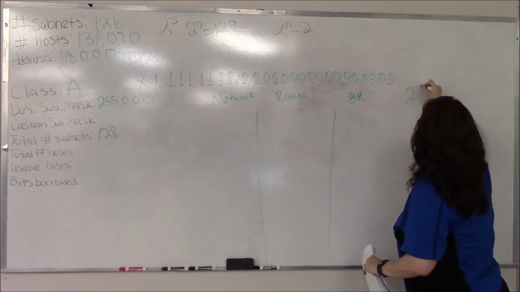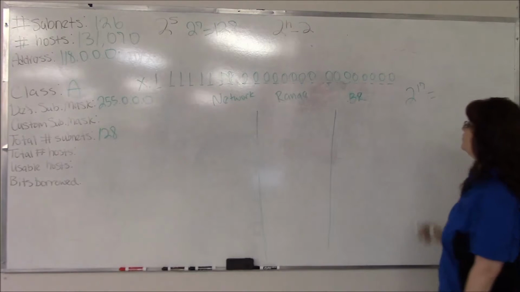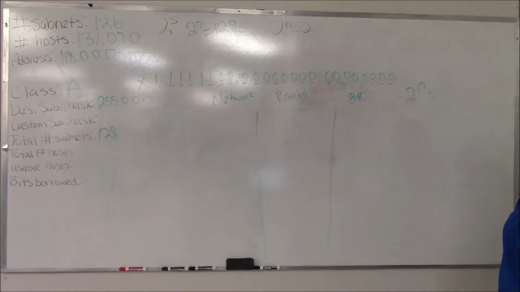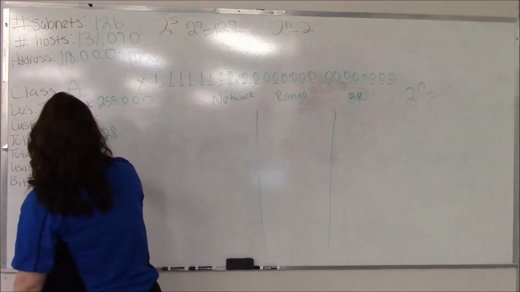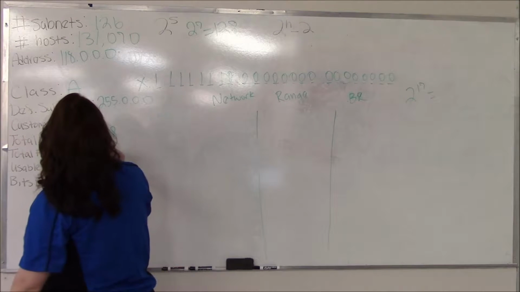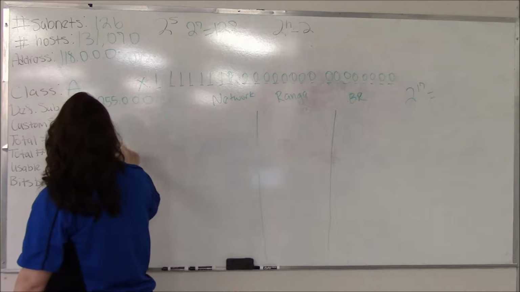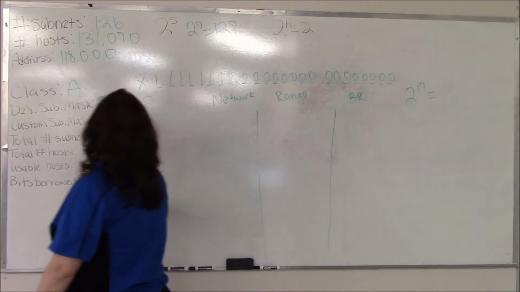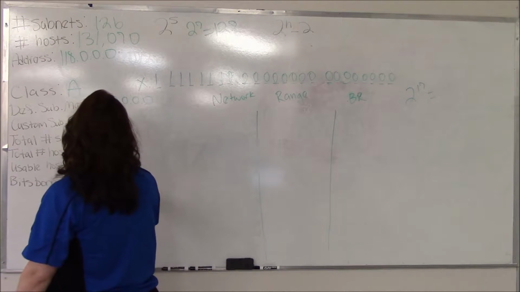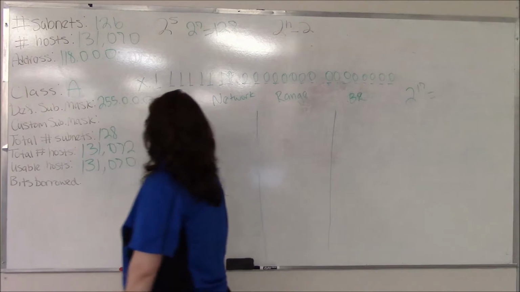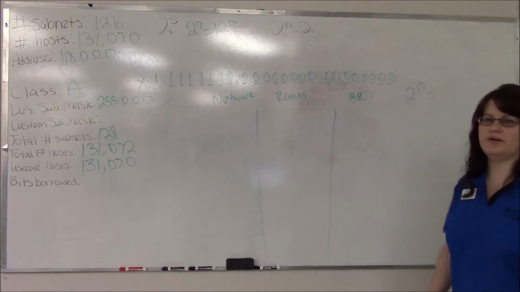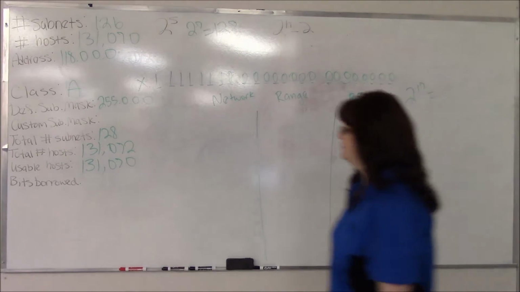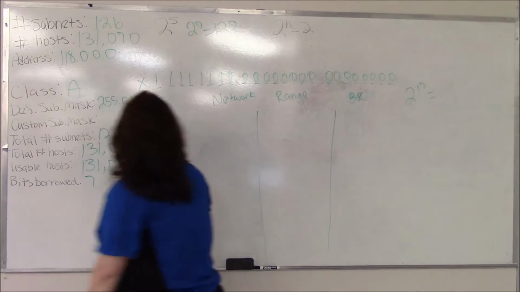So 2 to the 17th is what? 131,072. What a coincidence. 131,072. Usable, we subtract that 2, 131,070. Isn't it funny how that worked? How many bits were borrowed? 7.